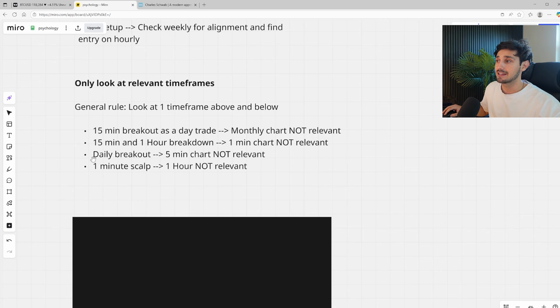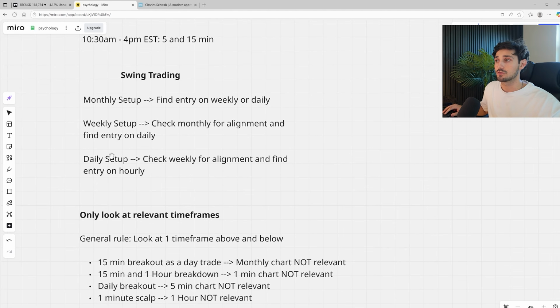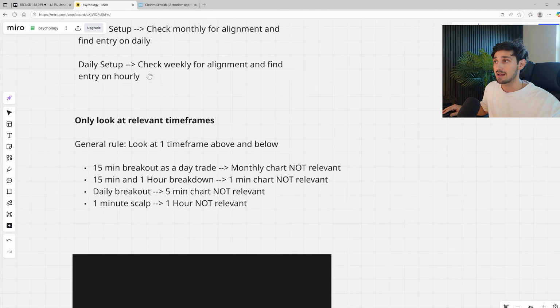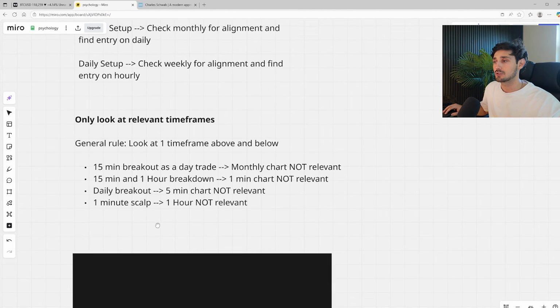Now, let's say you're taking a daily breakout for a swing trade. Looking at the 5 minute chart isn't going to be relevant. It's not going to matter at all. Maybe looking at the hourly, that could definitely matter. The hourly could play a part. And maybe looking at the weekly, like we just mentioned right here. Check the weekly for alignment, find an entry on the hourly. That could be significant. But looking at the 5 minute chart for a swing trade doesn't really make sense.